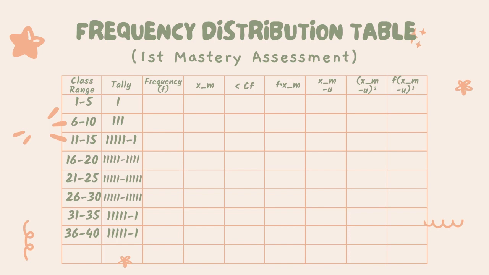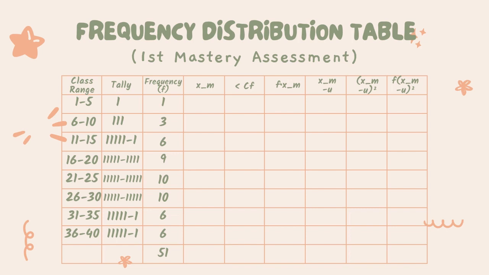So here in the frequency distribution table, in the first mastery assessment, in the first column, we have 1 to 5, 6 to 10, 11 to 15, 16 to 20, 21 to 25, 26 to 30, 31 to 35, and 36 to 40, which is the class range. In the second column, we have 1, 3, 6, 9, 10, 10, 6, and 6, which is the tally.